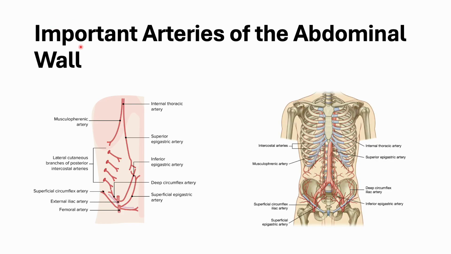Now we're going to get into important arteries of the abdominal wall. This is really interesting and can be complicated if it's the first time you're seeing this, so we're going to try to break this down as much as possible. I feel like this image is pretty good. You have the internal thoracic arteries, which you can't really see here, but I have a better image. It gives off 2 terminal branches. One of them is going to be the superior epigastric artery, and the other one is going to be the musculophrenic artery.